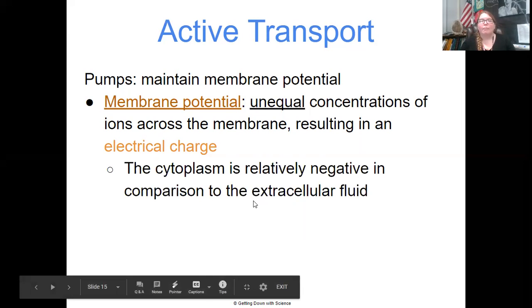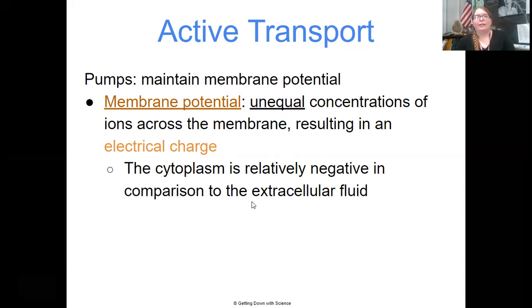Anyway, back to this. So the cytoplasm is relatively negative compared to extracellular fluid. So if I want a charge, I have to work at it.